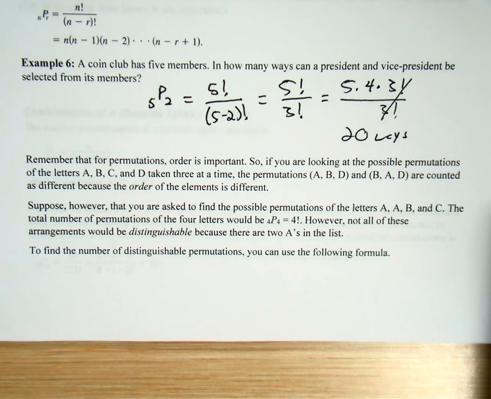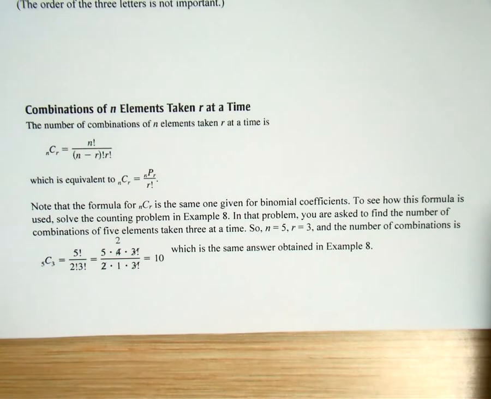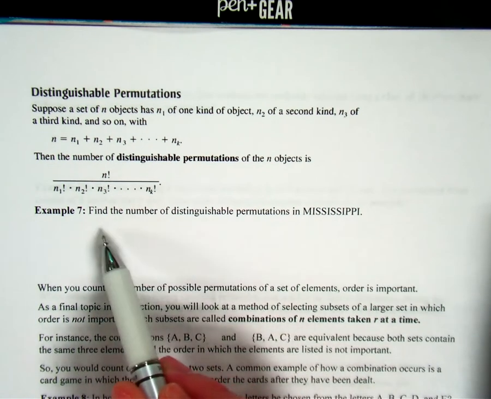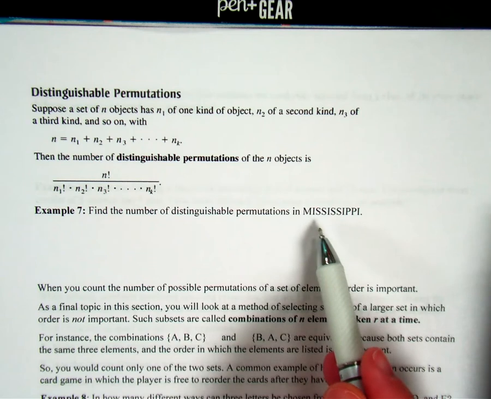To find the number of distinguishable permutations, you can use the following formula. Suppose a set of n objects has n1 of one kind of object, n2 of a second kind, n3 of a third, and so on. Then the number of distinguishable permutations is n factorial divided by n1 factorial times n2 factorial times n3 factorial, and so on. So find the number of distinguishable permutations in the word Mississippi.